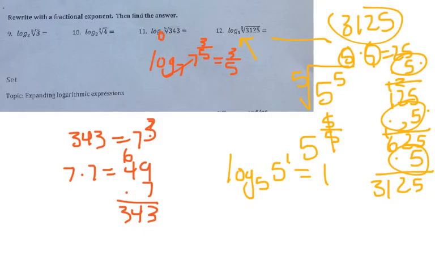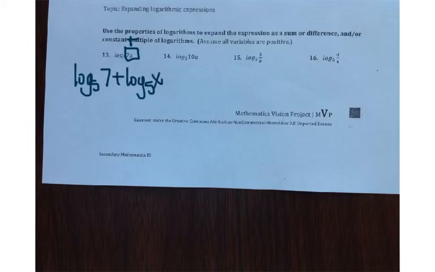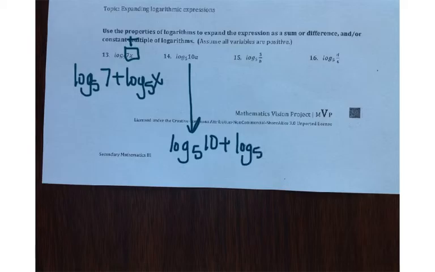Now let's take a look at the next stuff. So 13 through 16 basically just wants us to expand using those rules that we got from the math task. Okay? So remember, multiplication is just addition, so you rewrite it log base 5 of 7 plus log base 5 of x. Same with 14. Log base 5 of 10 plus log base 5 of 8. You just split those up.